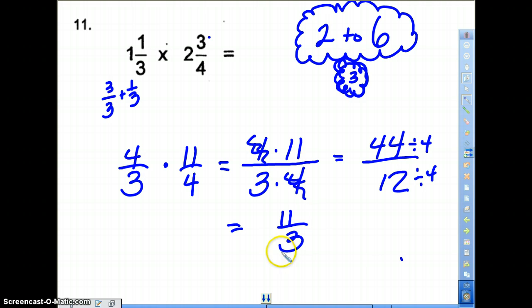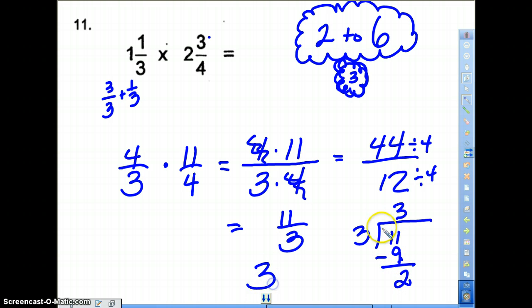And then we have to change this back to a mixed number. 11 divided by 3. 3 goes into 11 3 times. That's 9. When you subtract, you get 2. So our answer is 3 wholes and another 2/3 of another whole.